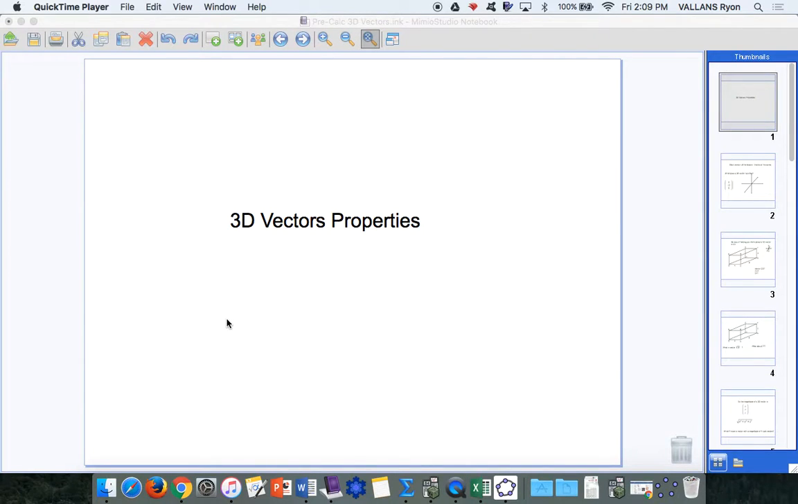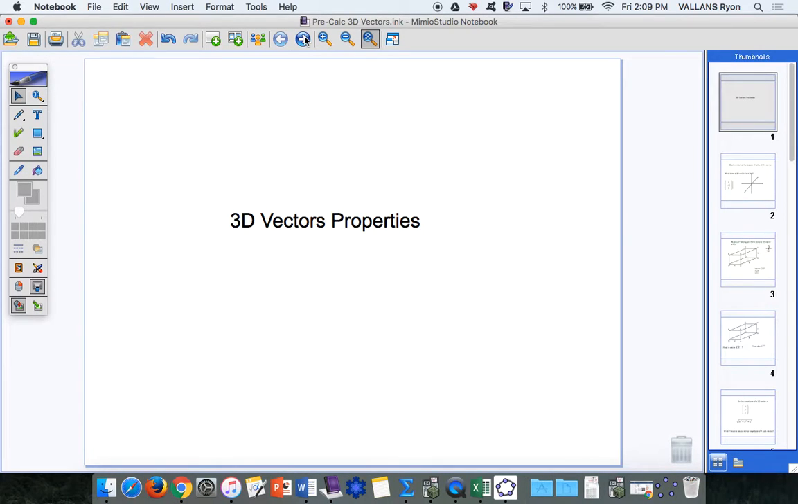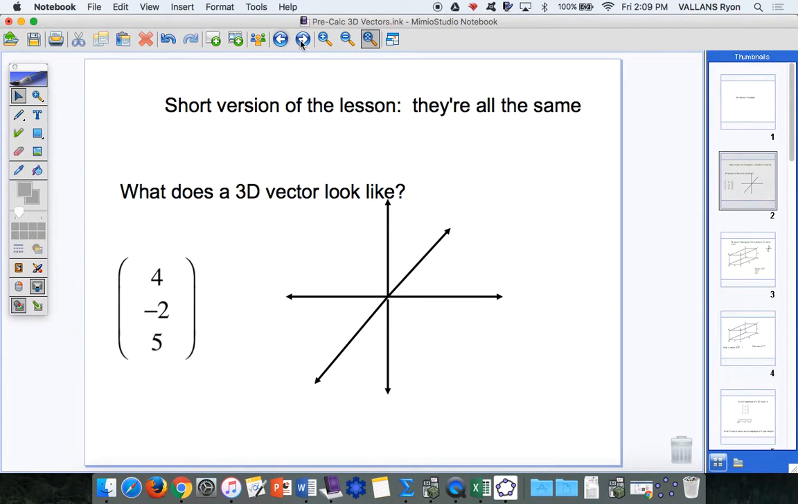All right. This lesson is based off of that. You understand 2D vectors. You've done dot product. You understand the magnitude. Here we go. So when we're talking about 3D vectors, really what we're doing is we're just adding an extra dimension on this one. So we have x, y, z.